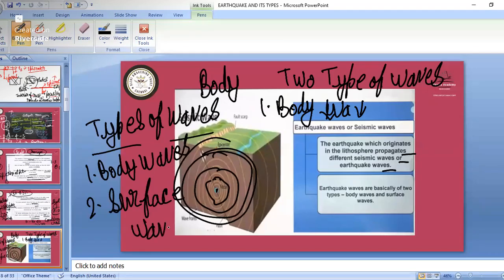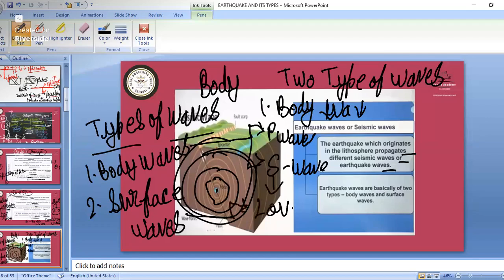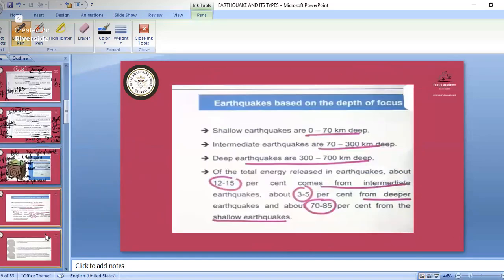Body waves are also of two types: the P wave and the S wave. S wave means the secondary wave, and P wave means the primary wave. Surface waves also have two types: the L waves, also called Love waves, and the Rayleigh waves. We'll study the types of waves in a detailed manner. First we'll see some of the theory part.